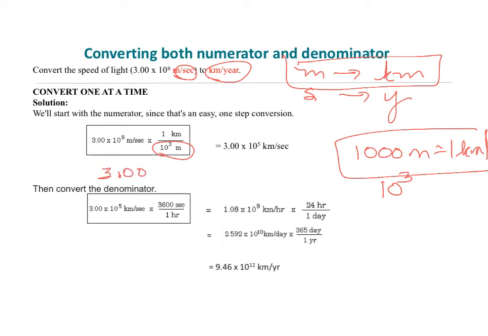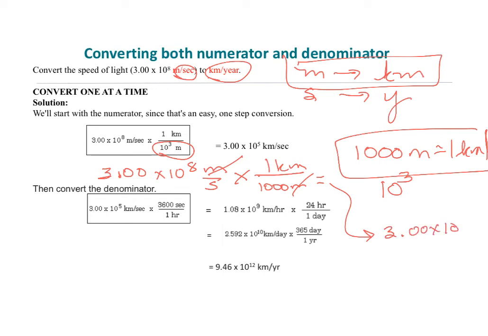This is the speed of light, 3.00 times 10 to the 8 meters per second. I am going to ignore the seconds for this first set of calculations. So I want meters on the bottom. So 1,000 meters in 1 kilometer. The meters cancel. And so when I plug that into my calculator, I get 3.00 times 10 to the 5th.